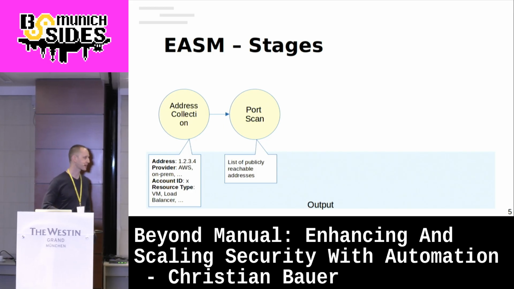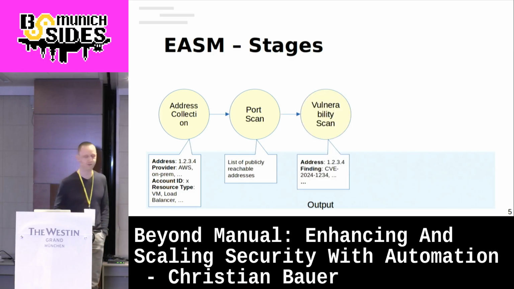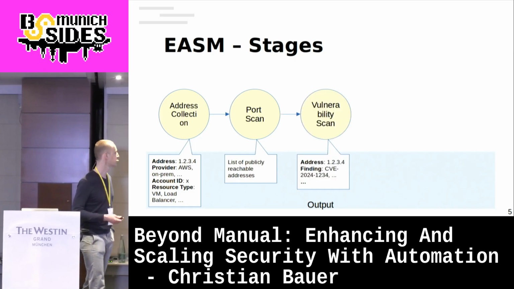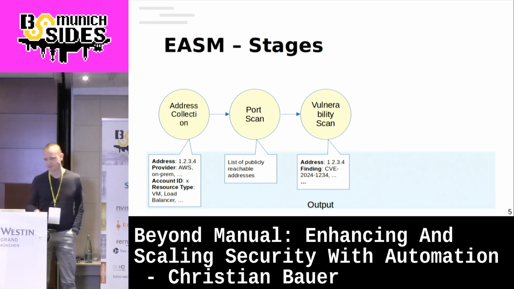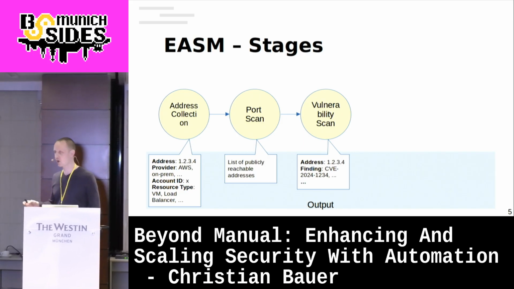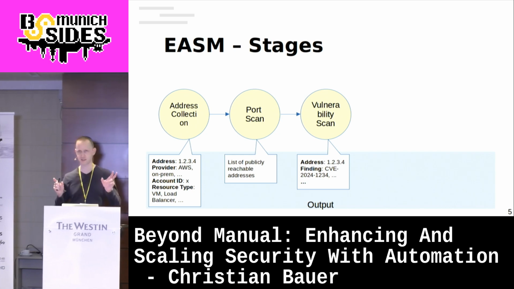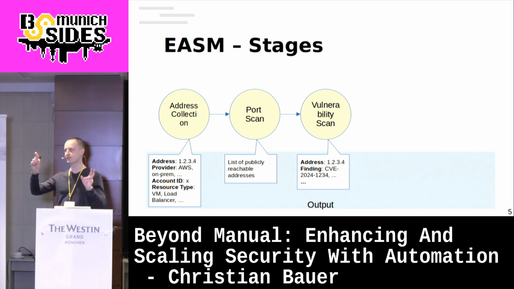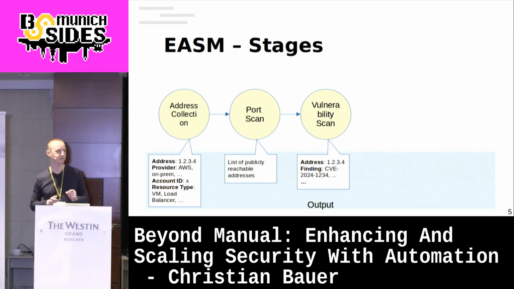After I have finished the port scan, I know what's really reachable, what systems. Then the next step that I can use here, for example, is a vulnerability scanner. This is nothing new. You can use something like Nessus, for example. The output of this stage is I now have a list of findings. For each address, I have a particular finding, like this IP address has now this CVE or something like that, or a particular web application vulnerability.